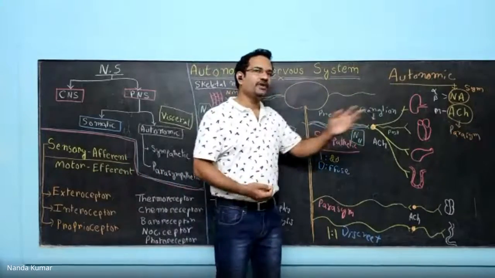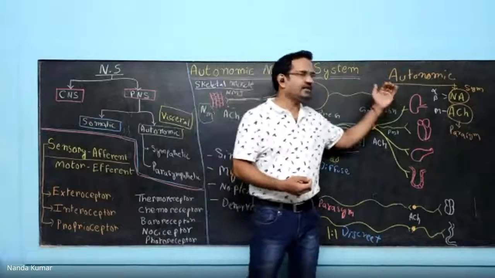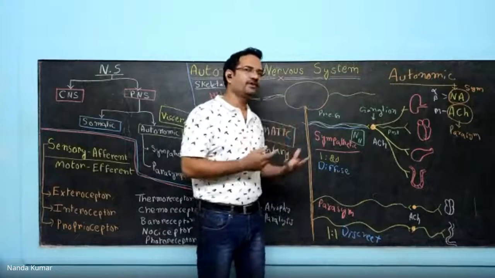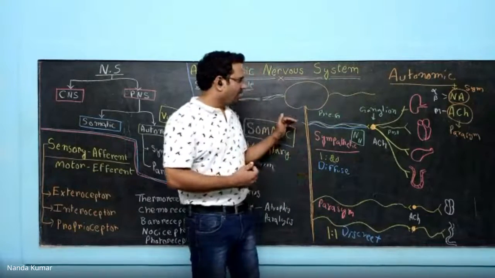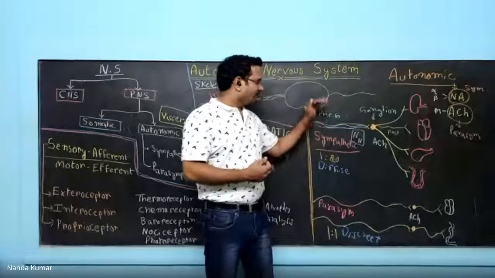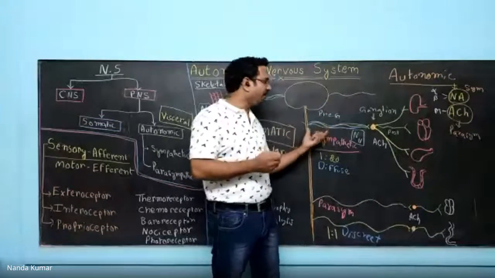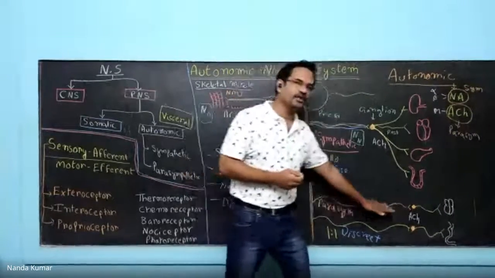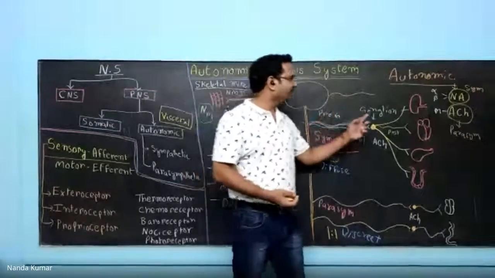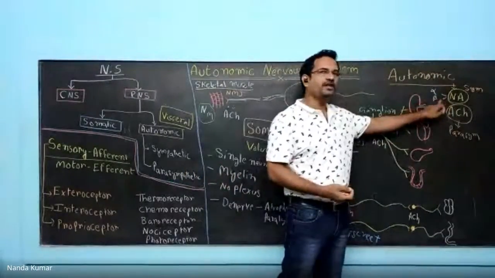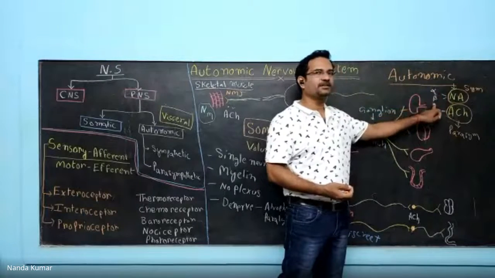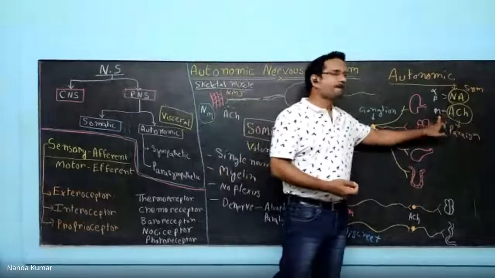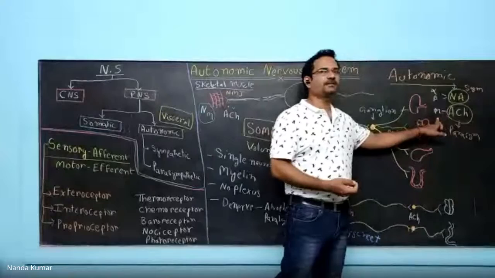Now, in the autonomic nervous system, we have two branches, sympathetic and parasympathetic. The division is based on anatomy. What is the anatomical difference? Anatomically, in the sympathetic nervous system, there is a shorter preganglionic neuron, whereas in parasympathetic, there is a longer preganglionic neuron. In the majority of the sympathetic nervous system, the neurotransmitter is noradrenaline, which acts on alpha and beta receptors. Whereas in the parasympathetic system, the neurotransmitter is acetylcholine, which acts on muscarinic receptors.